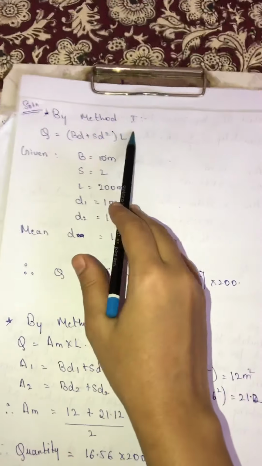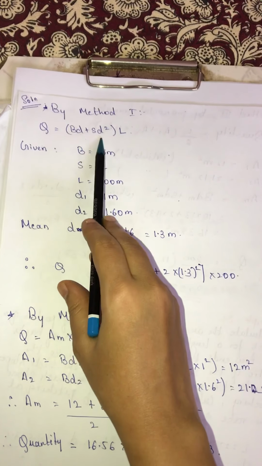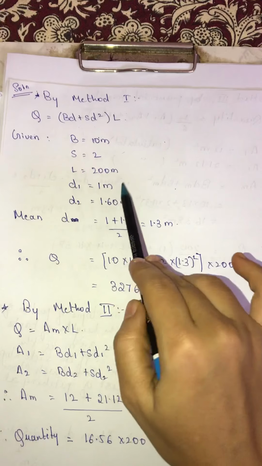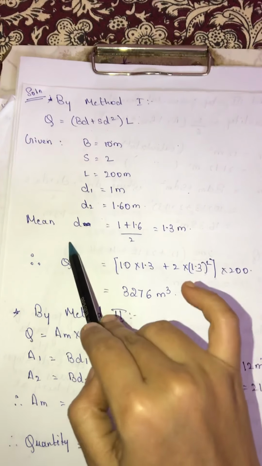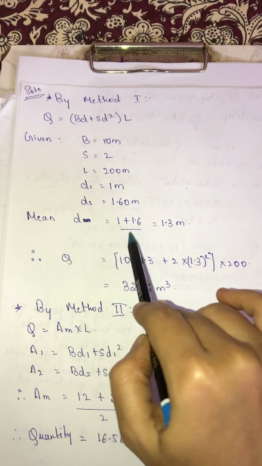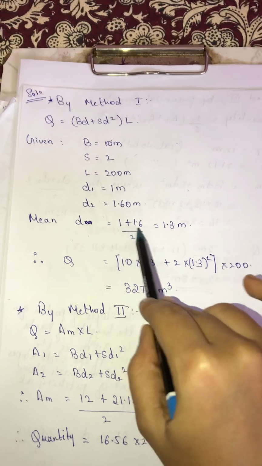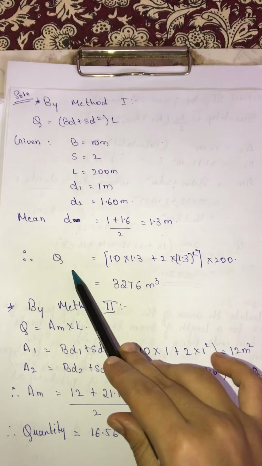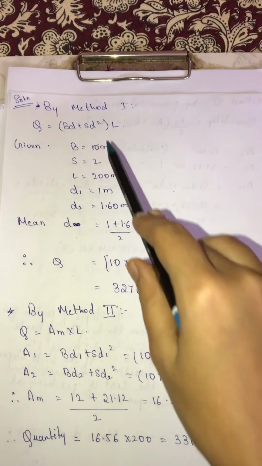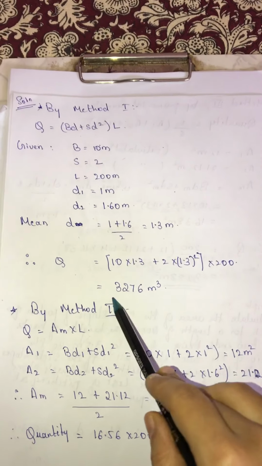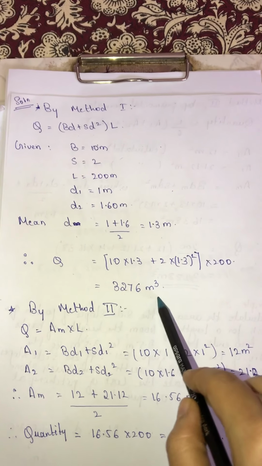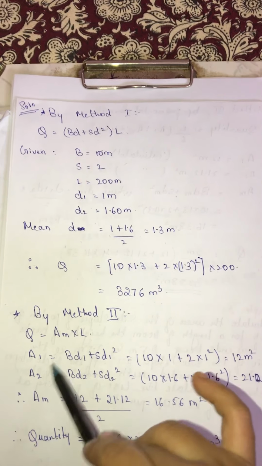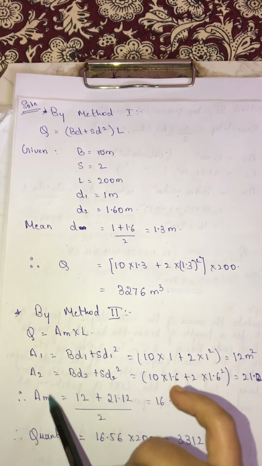So by method 1, Q is equal to BD plus SD square, times L. They have given B as 10 meter, S as 2, L as 200 meter, D1 and D2. We first need to calculate D, that is the mean height: 1 plus 1.6 divided by 2, we get 1.3. Then by putting all the values in this formula, we get 3276 meter cube.